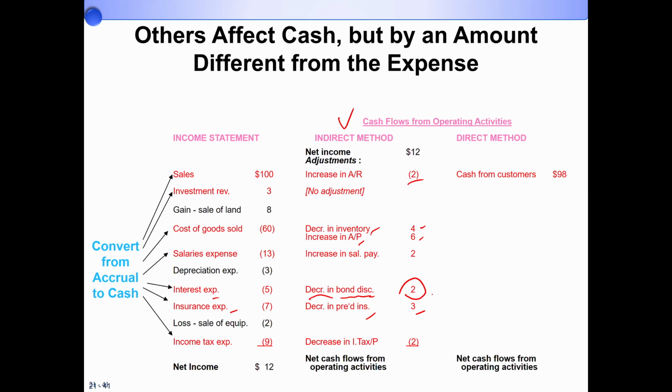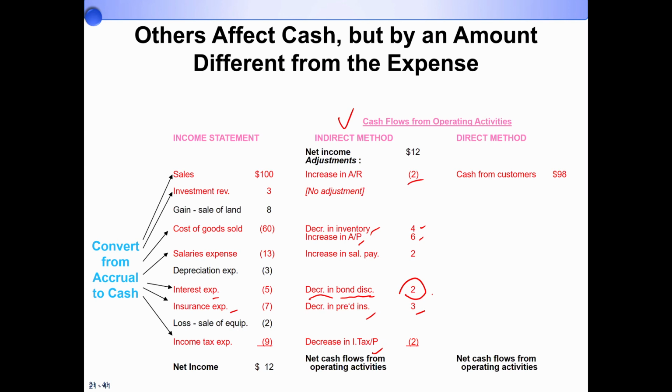Then the last item here, income tax expense. The related item is income tax payable, which is a current liability. In this case, the current liability decreased by 2. If it decreases, then we need to subtract. Those are the third type of adjustment. If you look at the third type of adjustment and then the direct measure, you can see these are related.